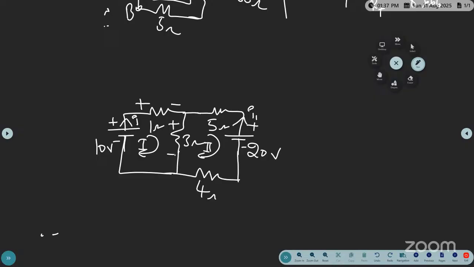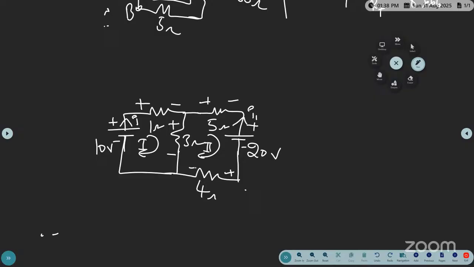Okay, second loop. By traveling in a clockwise direction, assign plus and minus symbols for the individual elements which don't have them. See, already for the 20 volt voltage source, plus minus is available, no need to assign again. Then for the 3 ohm resistor, it is already there, minus plus. Yes, no need to assign again.